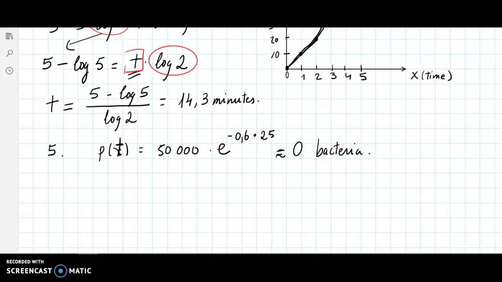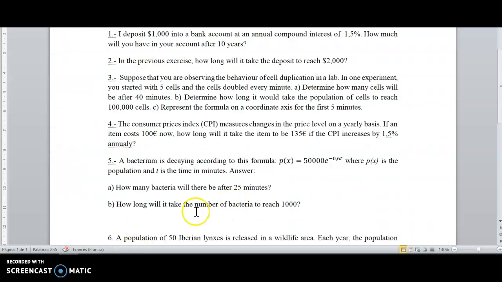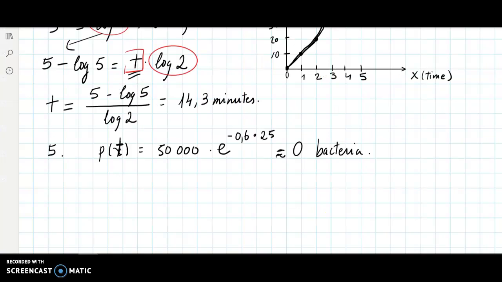The second question is about the time again. So how long will it take the number of bacteria to reach 1,000? So I have here 1,000 equals 50,000 multiplied by e to the power of minus 0.6 t. I'm going to write all the formula again. Here the variable is t, the time, so I have to solve for the t.